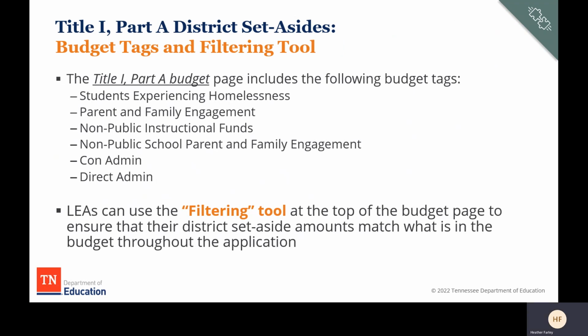With Title I Part A, there are the required budget tags for those that are applicable. Do note, once you are within your budget and you have completed it, there is a filtering tool at the top of the budget page to ensure, for example, the $5,000 you have set aside for homeless on the district set-aside page totals what you have throughout your application.